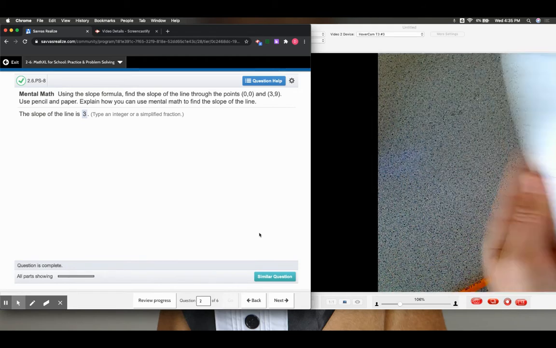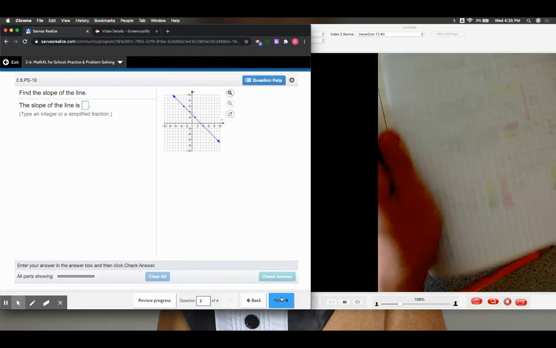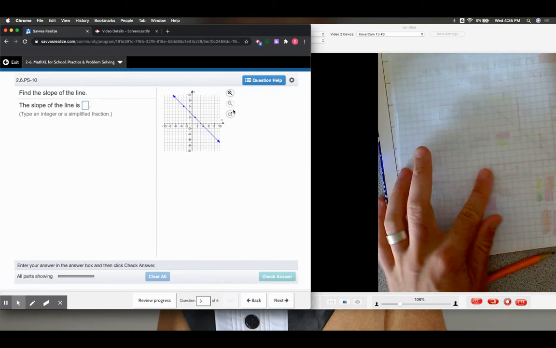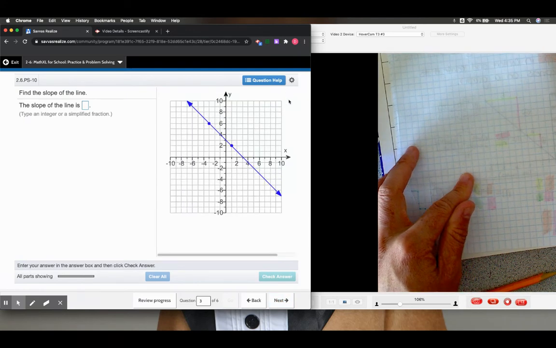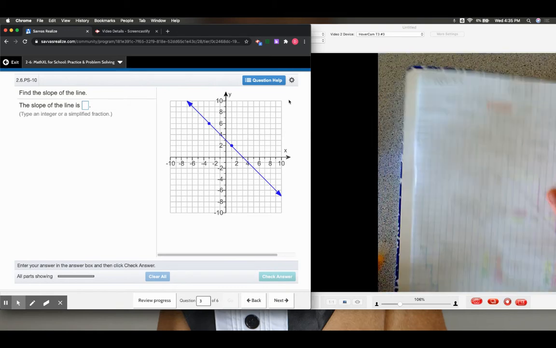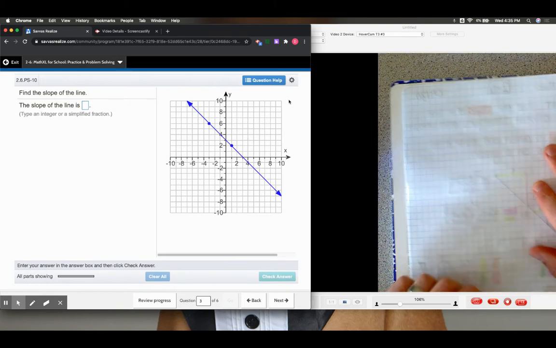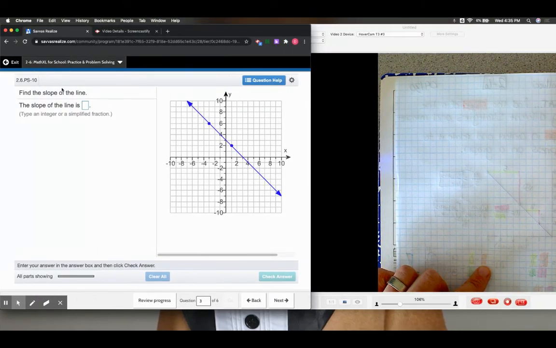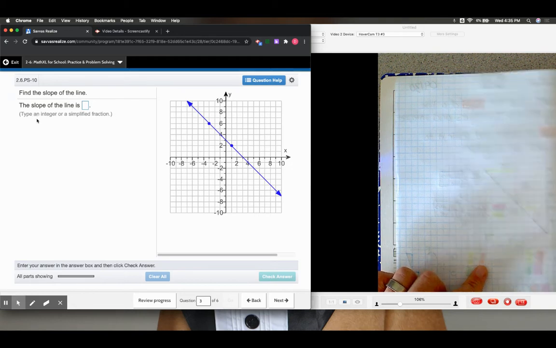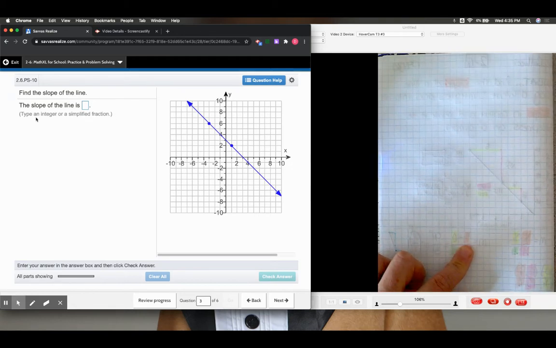All right, last question, guys. Here we go. Very simple question. Find the slope of the line. So here's what I mean by it's your choice. At this point, I showed you 2 ways to do this. Find the slope of this line. Again, they want it as either an integer or a simplified fraction, so they're being picky here.